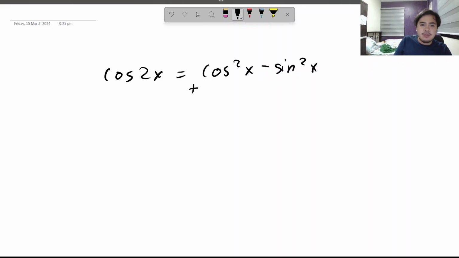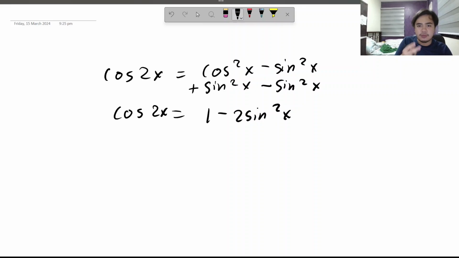If you add sine squared x here, cosine squared x plus sine squared x, that is just 1. That's good. But we do have this discrepancy here, so it's not the same anymore. So we do have to subtract sine squared x in the same breath. So this becomes 1 minus 2 sine squared x, right? So in summary, we just added sine squared x and subtracted sine squared x in the same breath, and we got 1 minus 2 sine squared x.